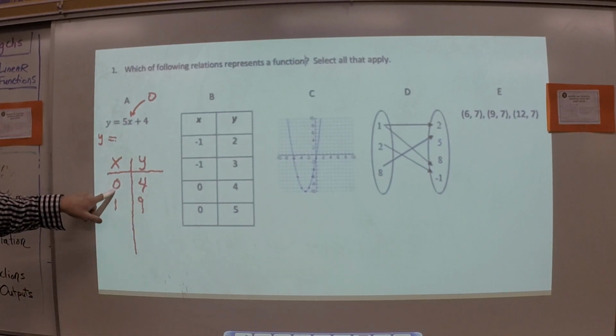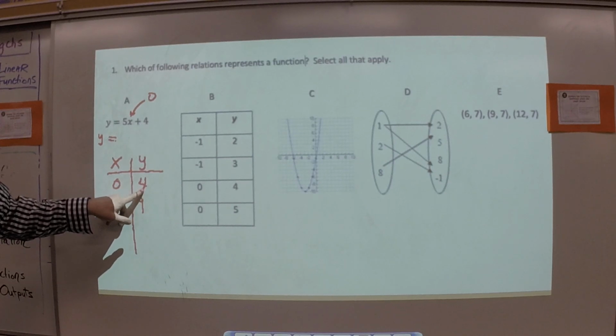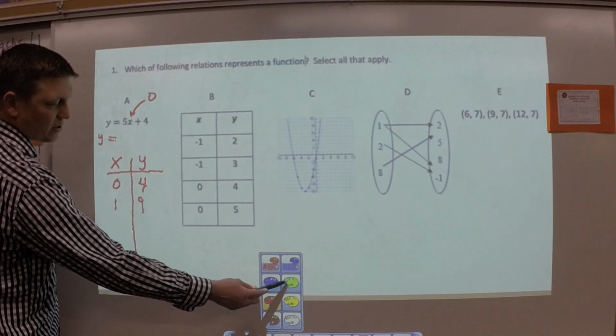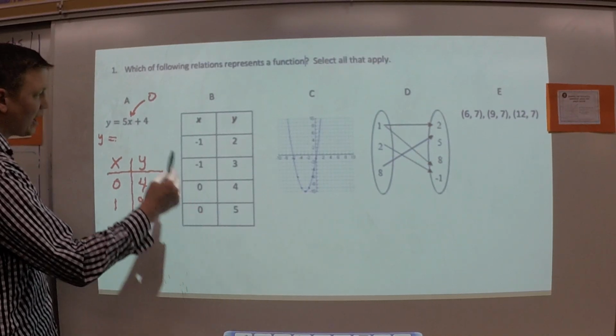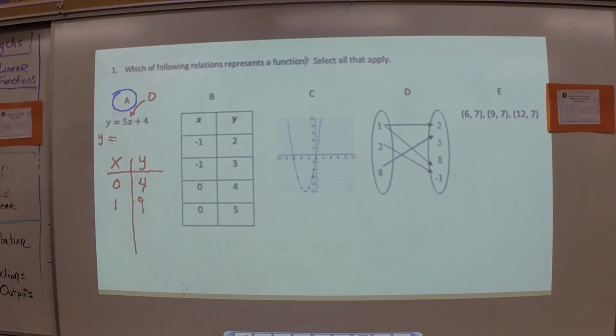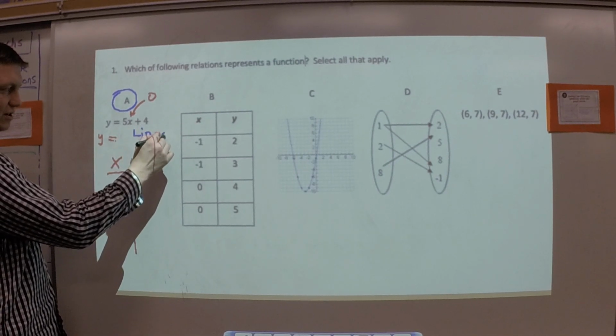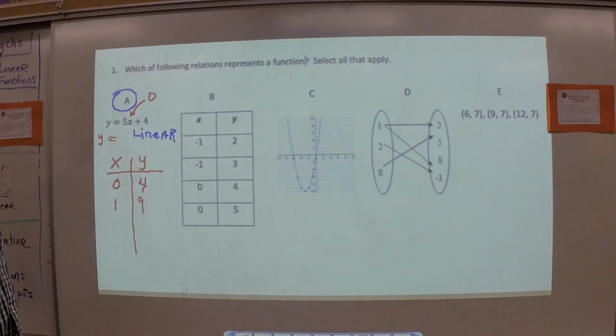And so each time I put in a value, no matter what I pick, negative numbers, positive numbers, I'm always going to get it to equal one value. So that is absolutely going to be a function. So yes, this is a function. This one actually has a special name. We call this a linear function, and we're going to learn more about that in the next unit.